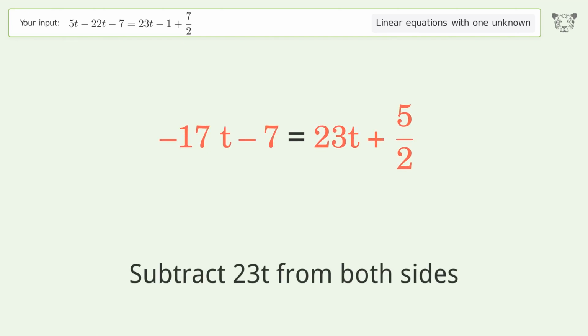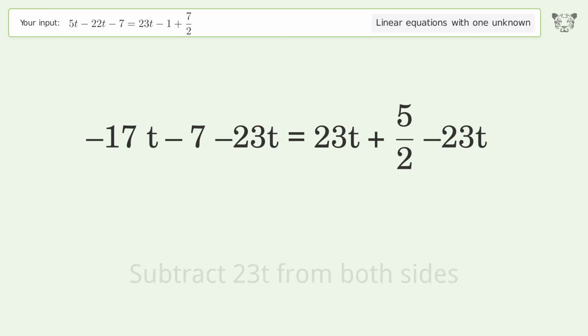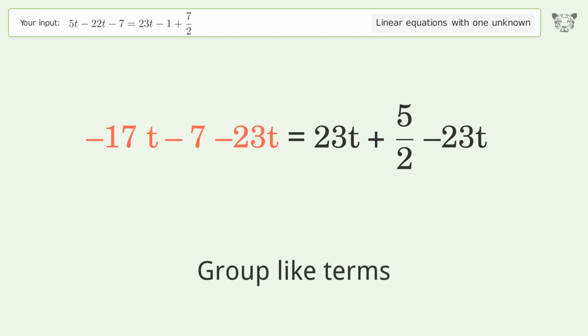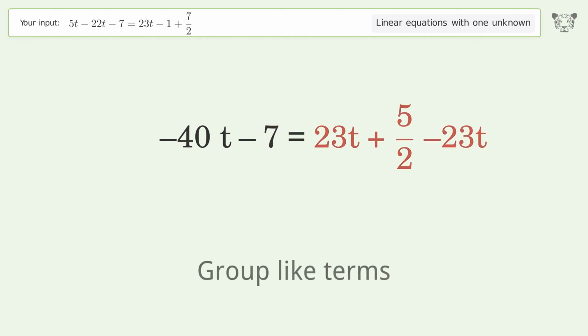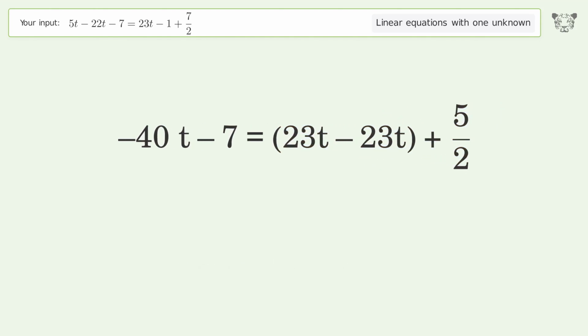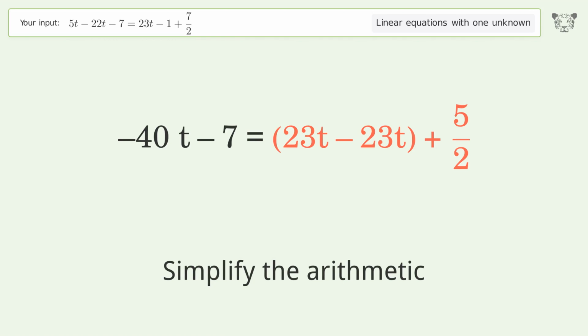Subtract 23t from both sides. Group like terms. Simplify the arithmetic. Group like terms. Simplify the arithmetic.